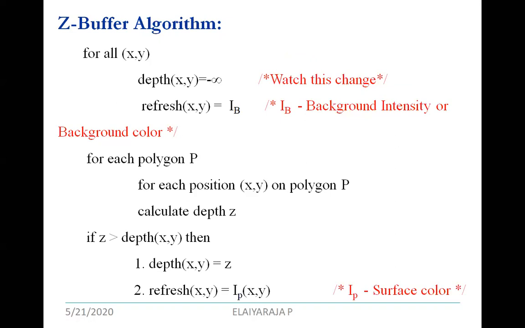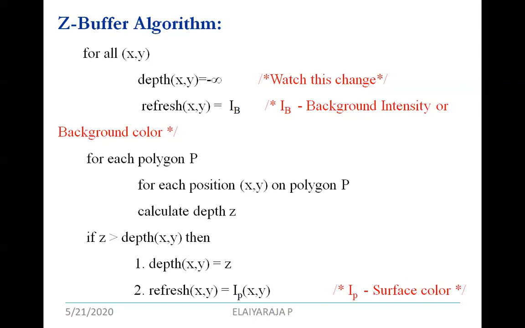Okay, make a recall in that. First step here in the Z-buffer algorithm: for all x, y pixels, you are going to take the depth value for the particular pixel. Depth of x, y is equal to minus infinity, because initially you don't know what your maximum depth value is with respect to the pixel.